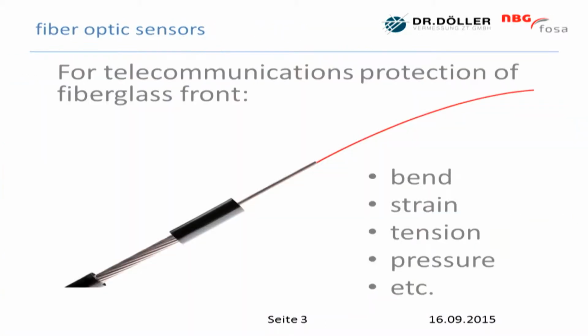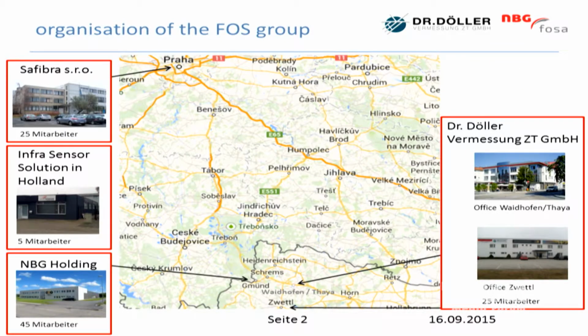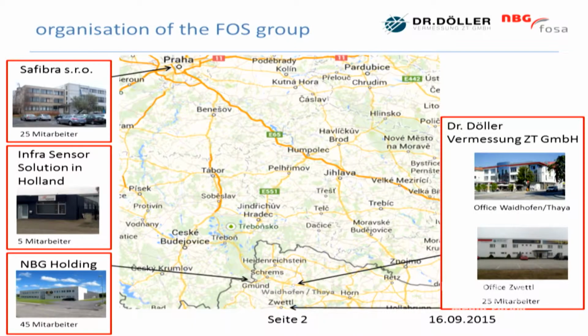What I want to show you from our surveying practice is a new concept for geodetic monitoring based on fiber optic sensing. I want to introduce you to our group, which is settled in the northern part of Austria. We have two base offices for our surveying company, one in Zwettl and one in Weidhofen. And our fiber optic team also consists of other companies: a fiber optic company, our development and research part in Prague, and our NBG holding group, which is settled in Gmünd.